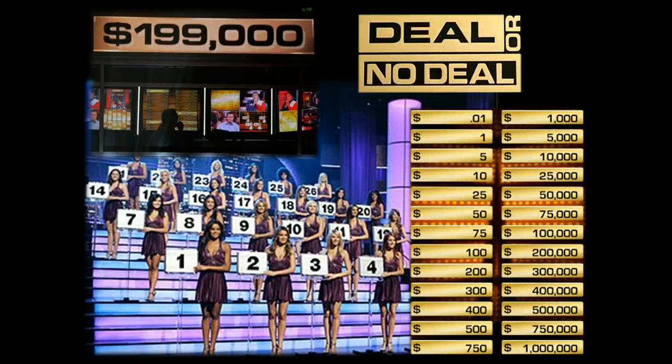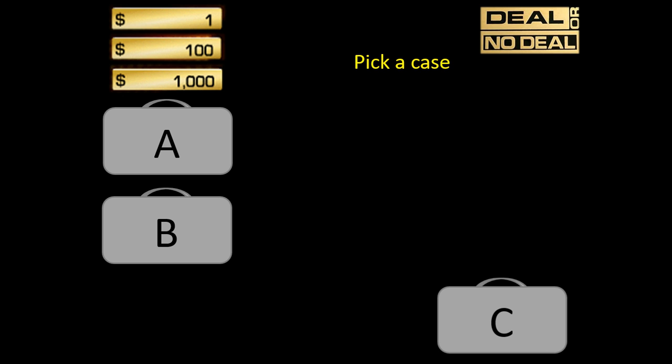And we're going to play an abbreviated version of it with only 3 cases that have $1, $100, and $1,000 in them. So we're going to start the game by picking a case. So we can pick any of the 3 cases. This is our case to play with. And let's say we decide we're going to pick case C. Now we don't know how much is in case C. It could be the dollar, it could be the $100, it could be the $1,000.